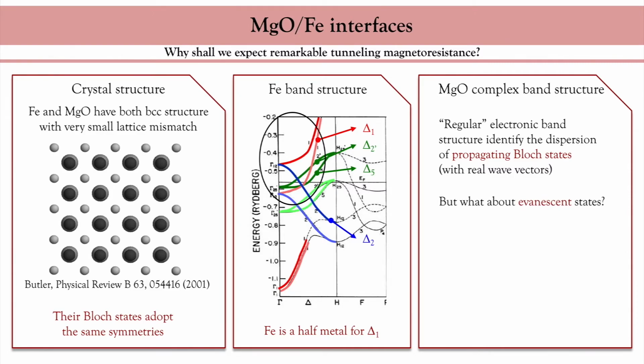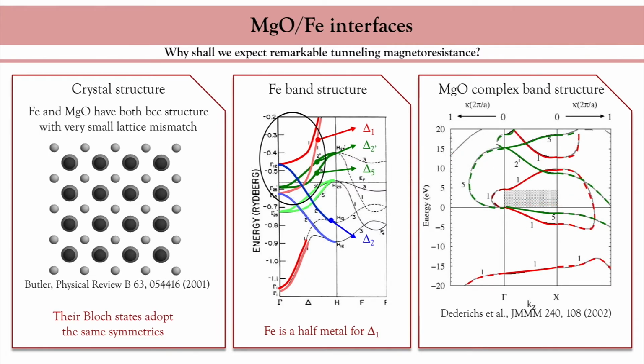For instance, let's take a particular Bloch state of iron. This state is indexed by a real vector k and a band index n. In the gap region of MgO, one can define a Bloch state associated to the same band n, but with a complex wave vector that describes its evanescent propagation. Here you have this complex band structure computed by Dederichs and Mavropoulos. Note that not all the bands are represented, but you have at least the delta 1 in red and delta 2 prime, delta 5 in green.